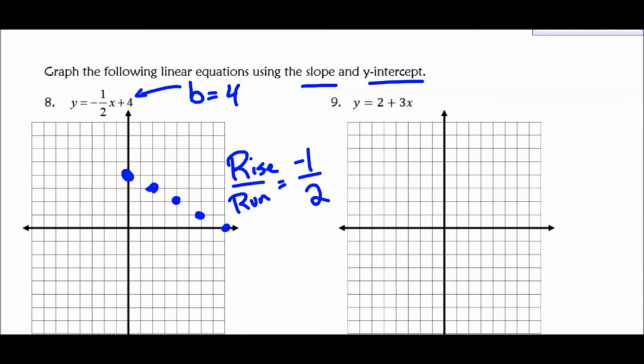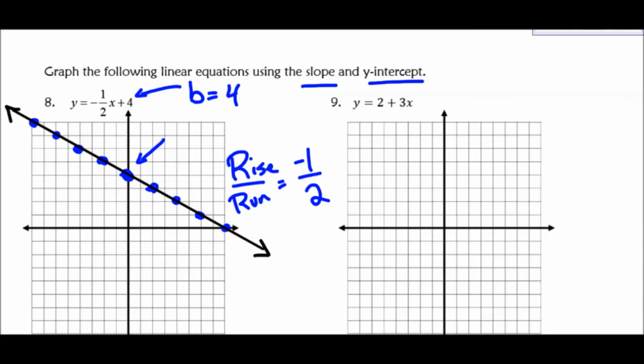You can also go backwards on this. If you imagine that you went down 1 over 2 to get to this point, you had to go back 2 and up 1. Back 2, up 1, back 2, up 1. That gives us our straight line. And actually, we want to put arrows on the end of this to show that that goes on forever in both directions. Start with your y-intercept, and then just count out your rise and run.